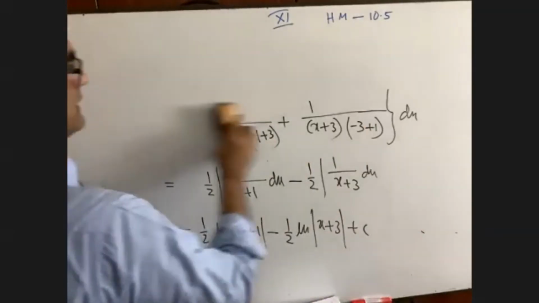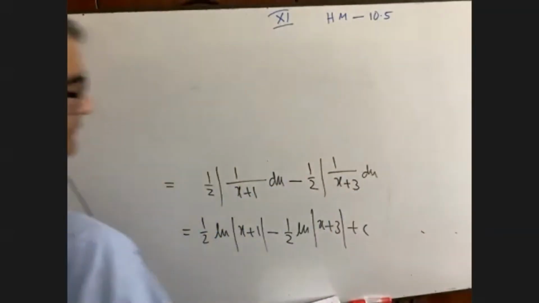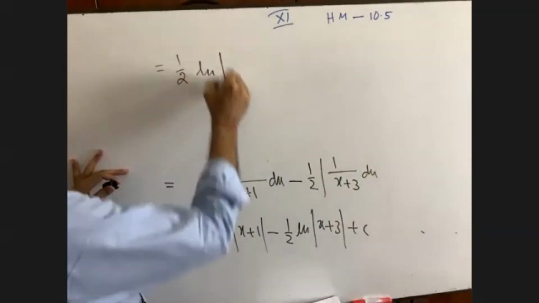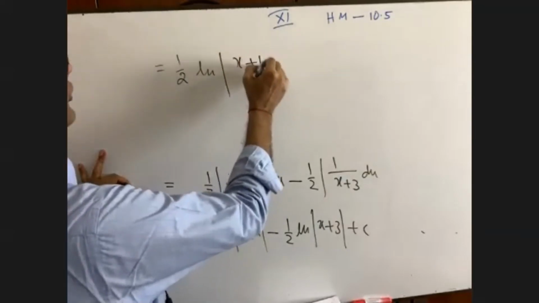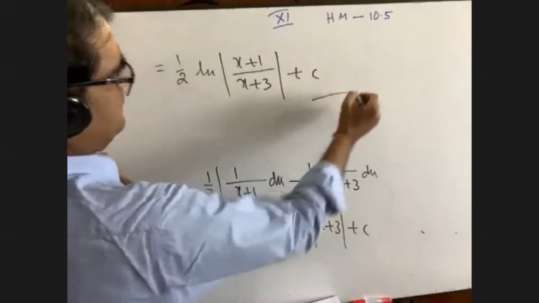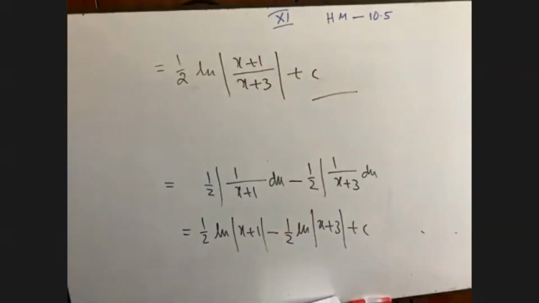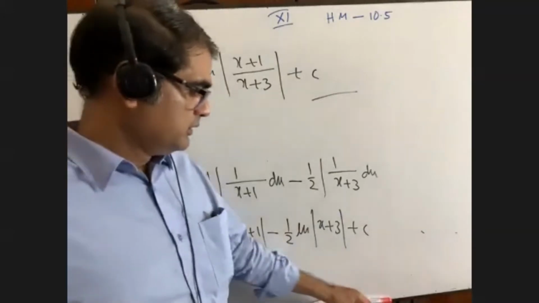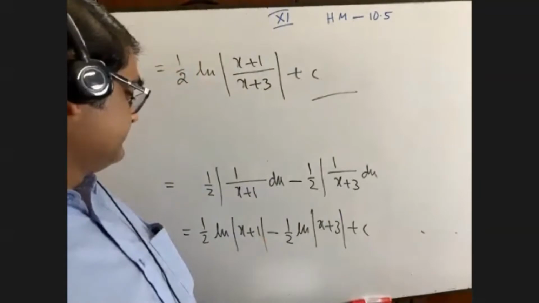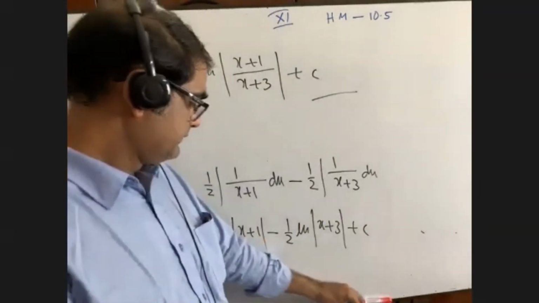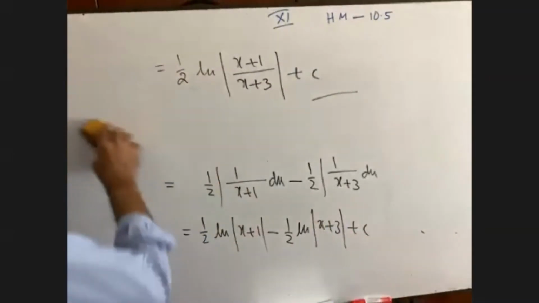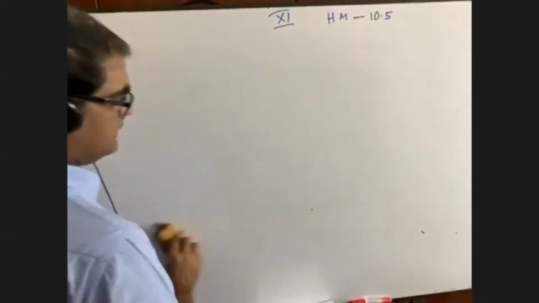I have used the formula, nothing else I did. Which again can be written as half ln of the absolute value of x plus 1 by x plus 3 plus c. So we have got our answer. Yes, sir. So is it hard? No, sir. Okay, let's do another math.